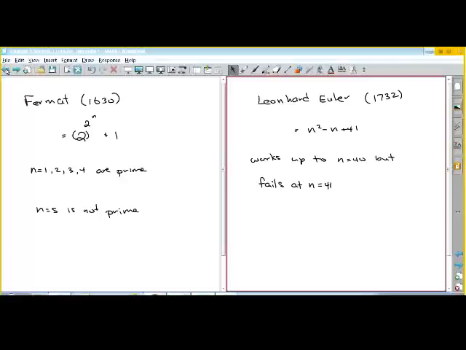But the thing you should remember, if you only remember one thing from this chapter, is that there's always a larger prime, there's an infinite number of prime numbers.